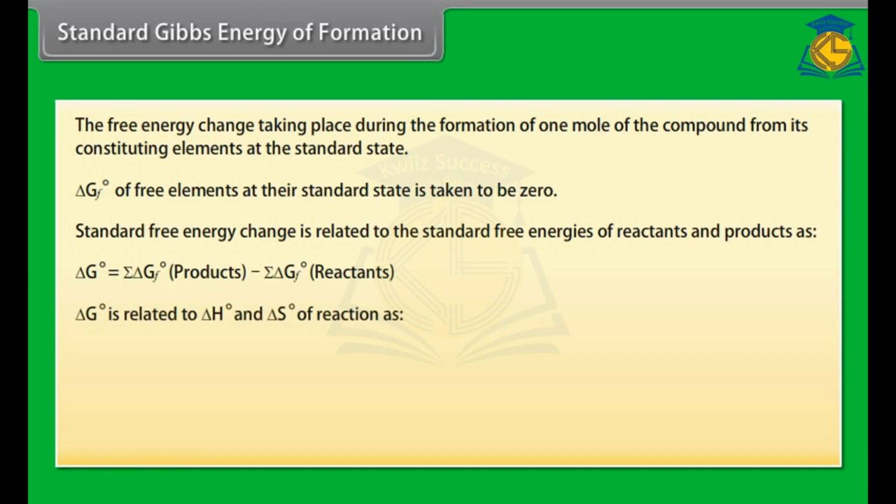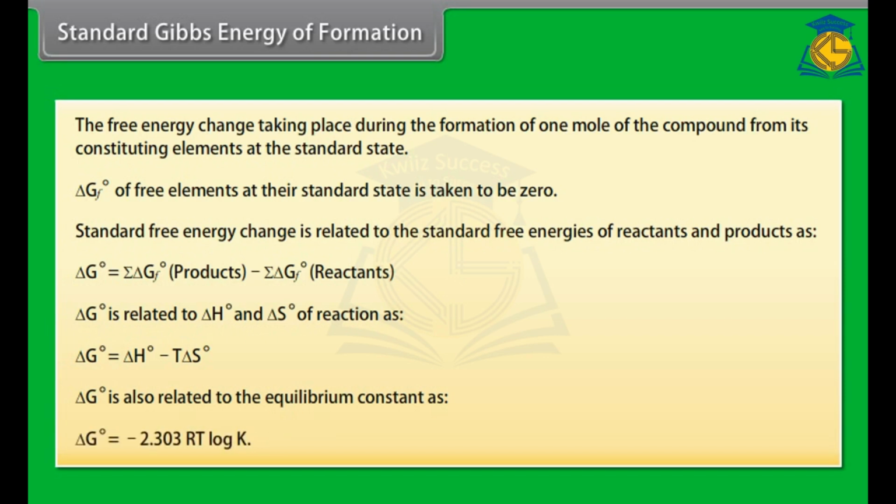Delta G naught is related to delta H naught and delta S naught of the reaction as delta G naught equals delta H naught minus T delta S naught. Delta G naught is also related to the equilibrium constant as delta G naught equals minus 2.303 RT log K.